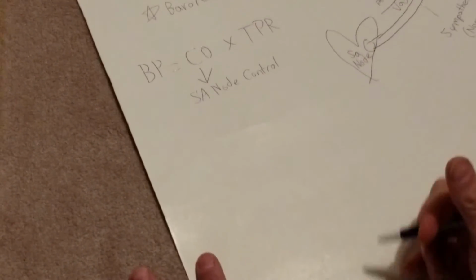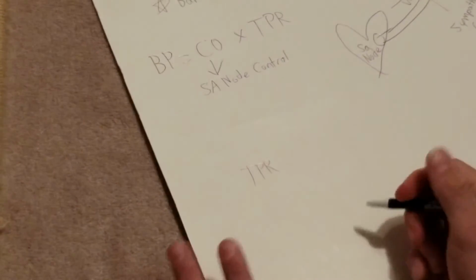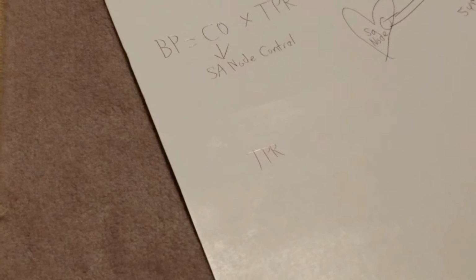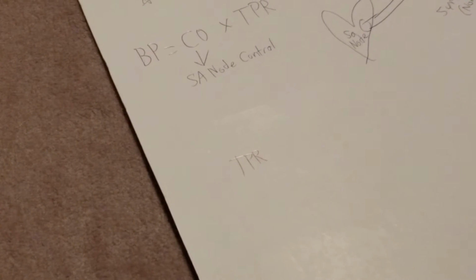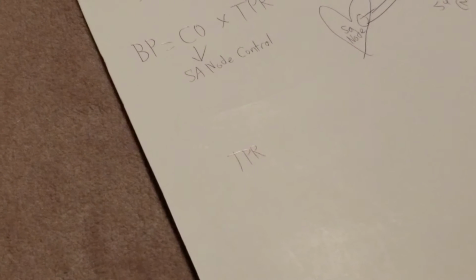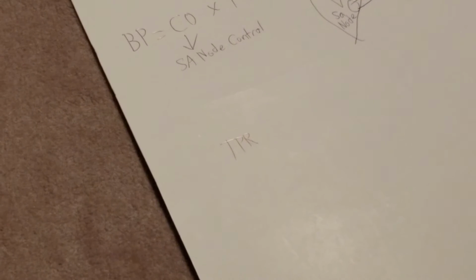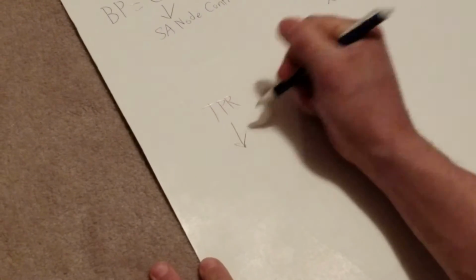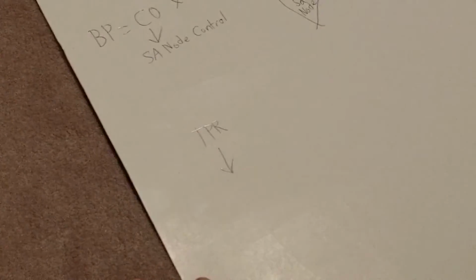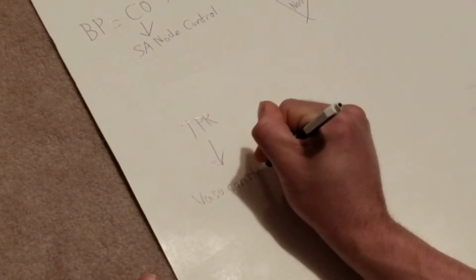So next we have total peripheral resistance. This includes several things like vasoconstriction and the amount of substances inside of the blood, whether that's nutrients or gases or anything like that. In this situation, we are going to be referring to vasoconstriction.